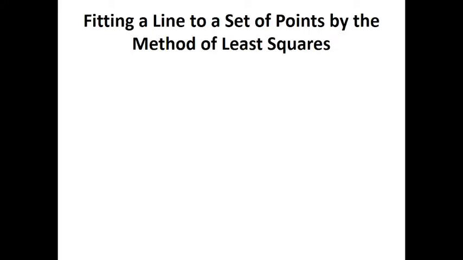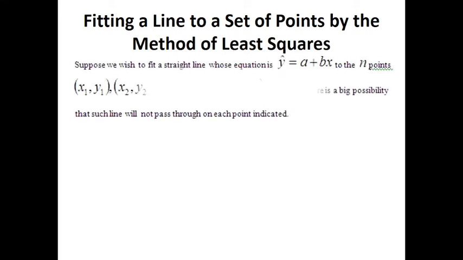Now, we have this first topic called fitting a line to a set of points by the method of least squares. So, suppose we wish to fit a straight line whose equation is y hat equals a plus bx to the points. So we have x sub 1, y sub 1, x sub 2, y sub 2, and so forth and so on. Note that there is a big possibility that such a line will not pass through each point indicated.